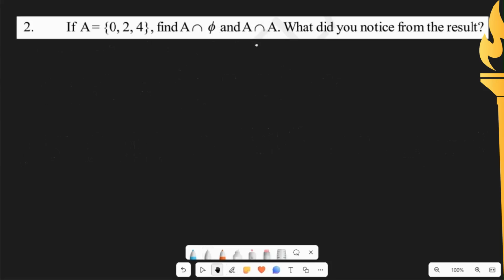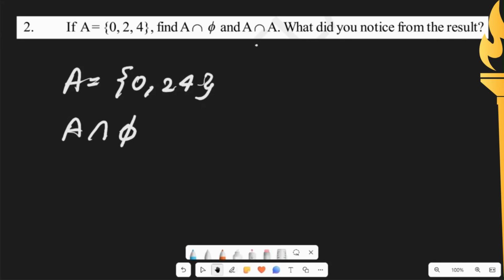We have question 2 of exercise 2.2. It says if A is equal to {0, 2, 4}, we need to find A intersection null set and A intersection A, and what did we notice from the results? So we need to find A intersection null set. Intersection means we need to find the common elements in both of the sets. Here, since there are no elements in a null set, we would get a null set as the answer.